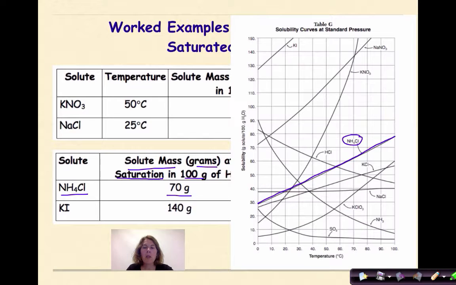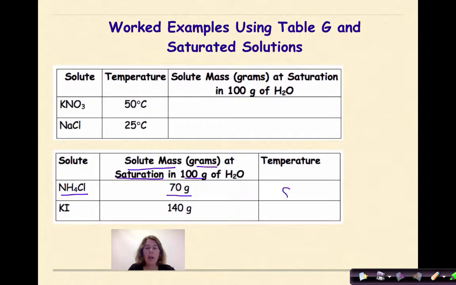Then I'm going to go to the amount of solute, which right here is 70 grams, and I'm going to go across until I hit that line right at saturation, and then I'm going to go down. As I go down, the line's going to hit somewhere around here. So I can see that saturation for 70 grams of NH4Cl in 100 grams of water will be roughly 85 degrees. In my chart, I'm going to write 85 degrees Celsius.